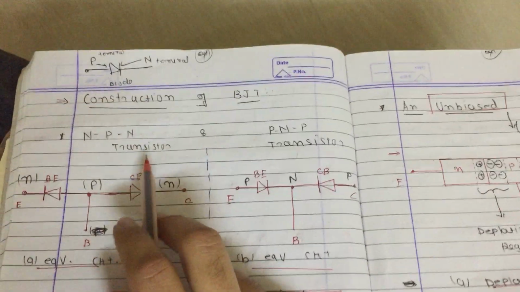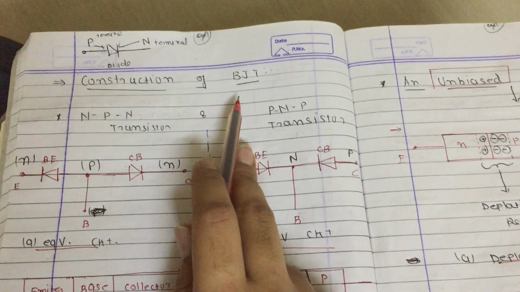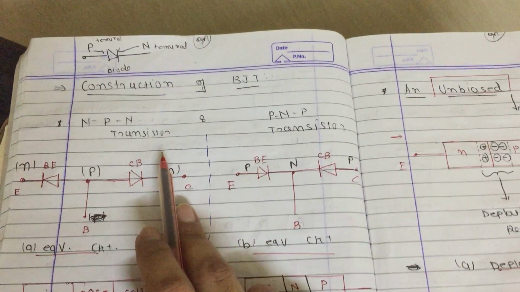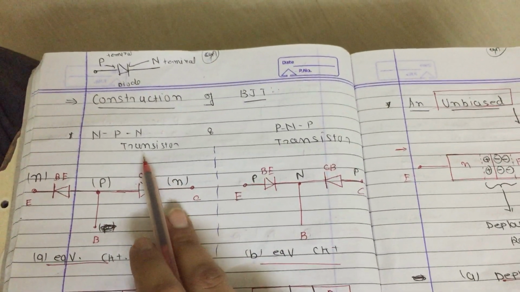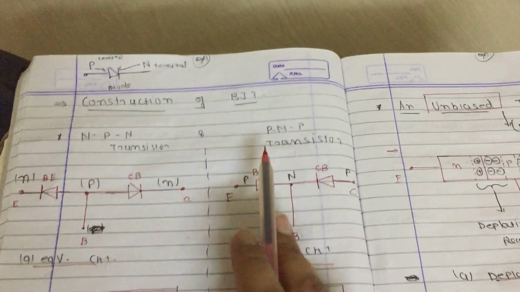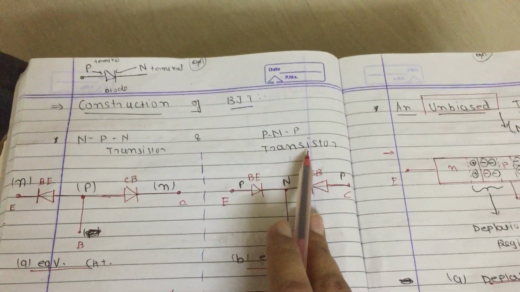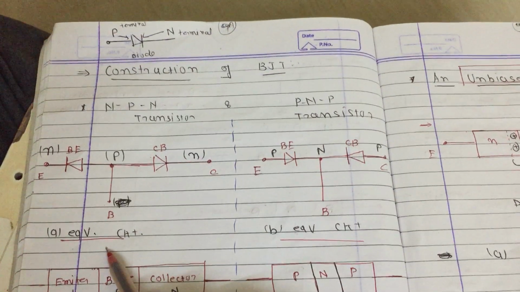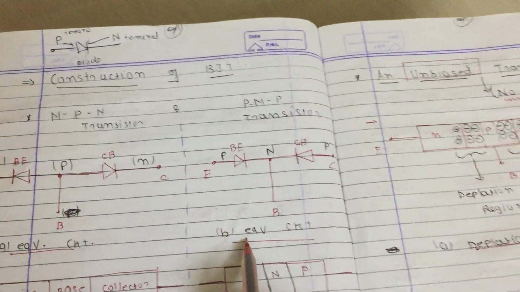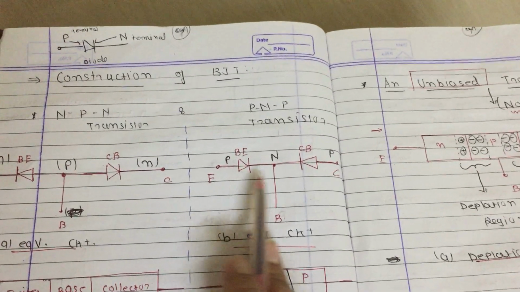This lecture is related to construction of BJT. In previous lecture, we already studied that two types of transistor are available. One is NPN transistor, second one is PNP transistor. This is equivalent circuit of NPN transistor and this is equivalent circuit of PNP transistor.